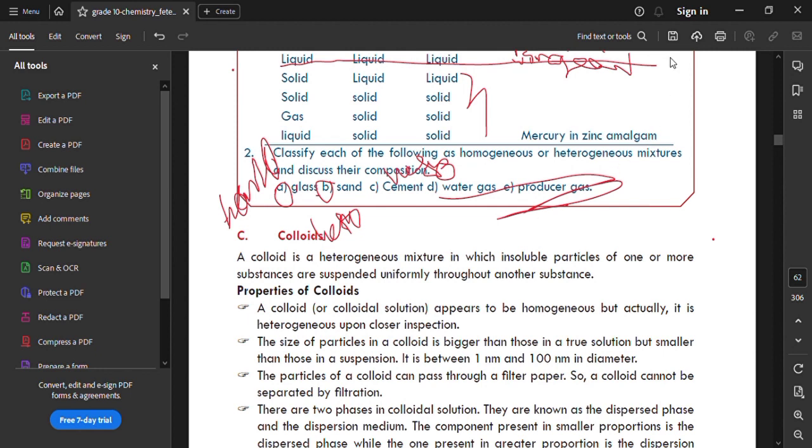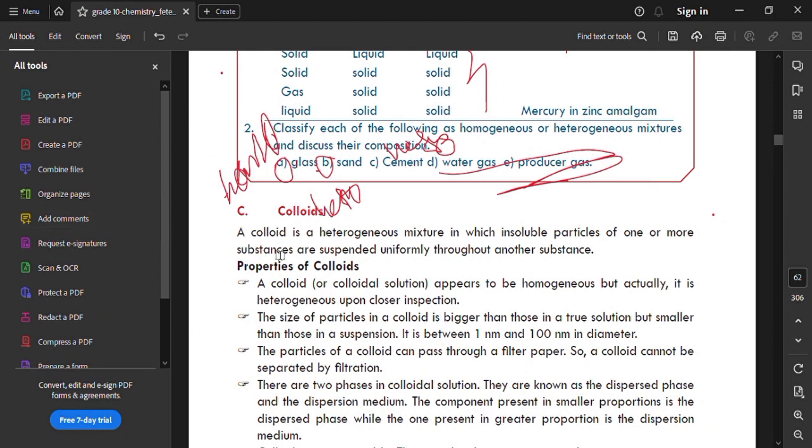So the third one is colloid. So colloid is a heterogeneous mixture. That means these insoluble particles of one or more substances are suspended uniformly throughout another substance. Or colloid means it does not settle down due to the process of Brownian motion. That means it has small particles.